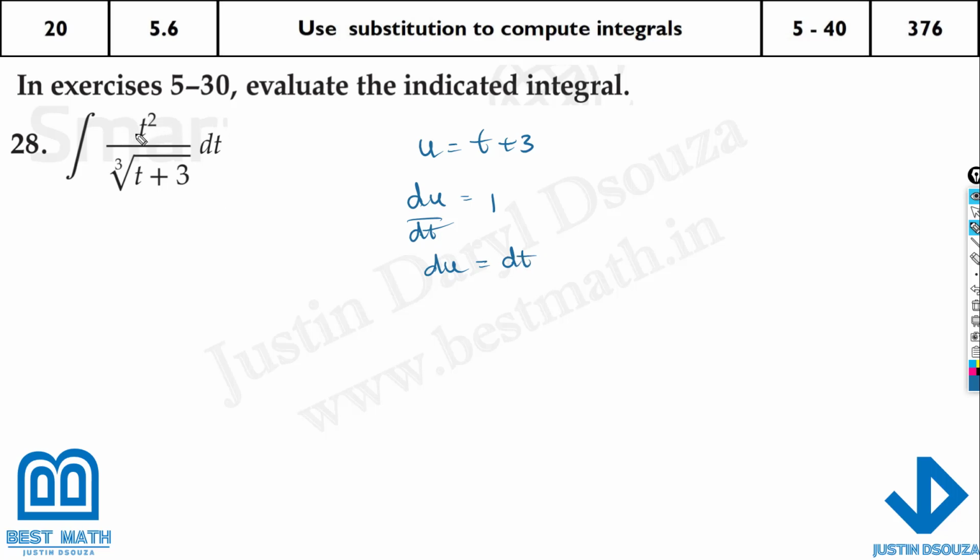So what is now t or t square? From this, how can we rearrange and write t? So u minus 3 will be equal to t. But the problem is we have squared, so we have to square both the sides.